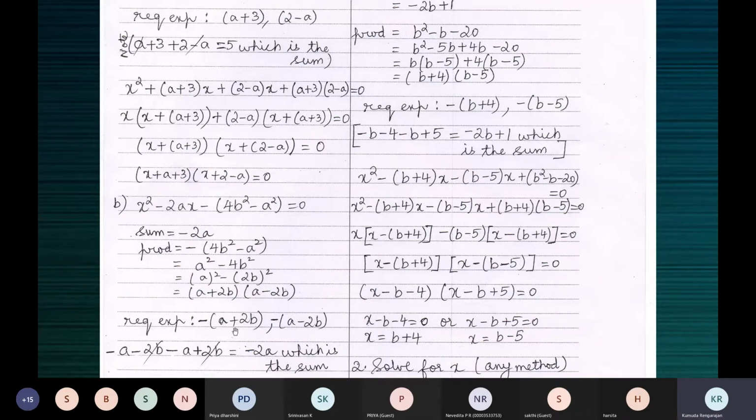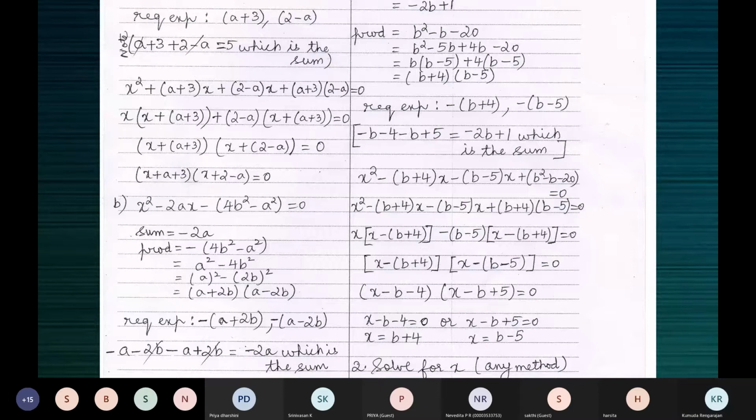So there will be minus a, minus 2b, minus a, plus 2b. See here for yourself. Plus 2b minus 2b cancels out. Minus a minus a is minus 2a, which is the sum. So these are the two expressions which you have to use to split the middle term. Now tell me, what will you write?